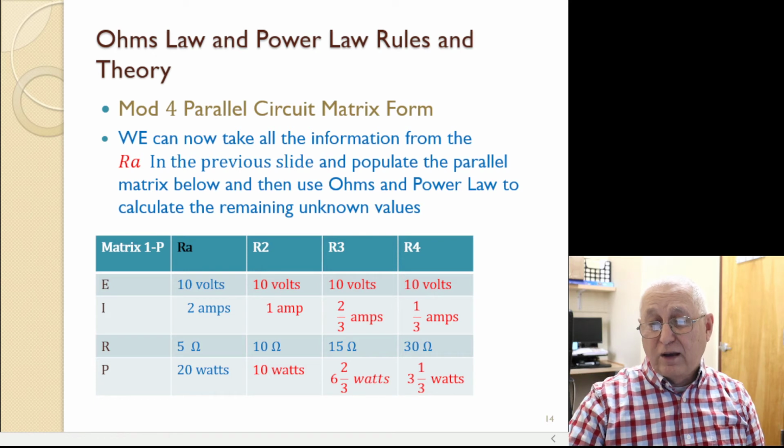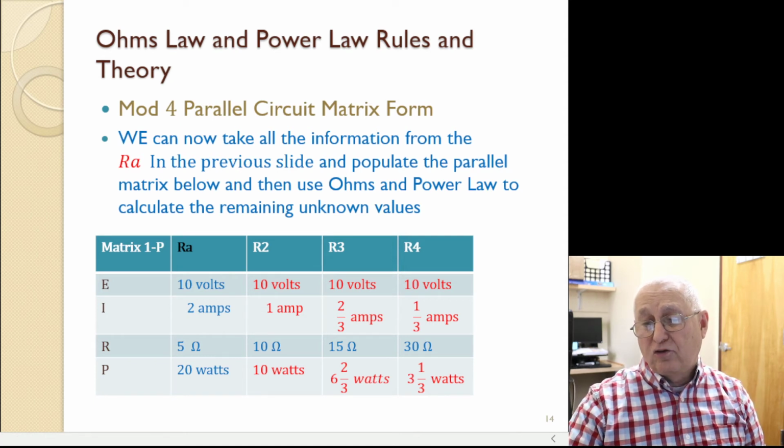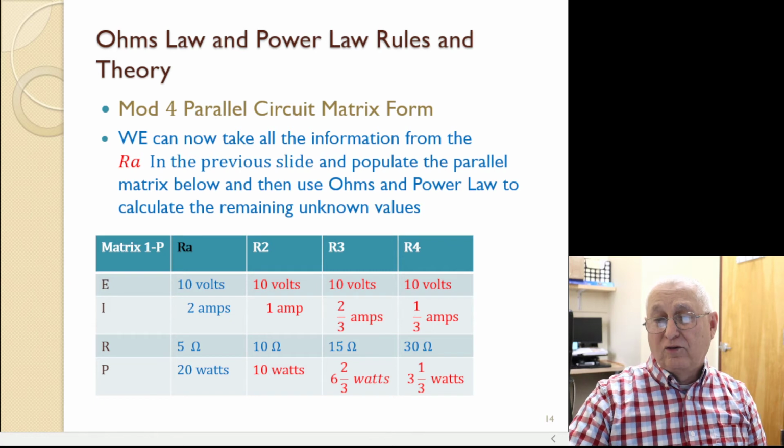10 volts divided by 10, E divided by R equals 1 amp. 10 divided by 15 equals 2/3 of an amp. And 10 volts divided by 30 ohms gives me 1/3 of an amp. Likewise with my power, 1 times 10 is 10 watts. 2/3 times 10 volts is 6 2/3 watts. And 1/3 times 10 is 3 1/3 watts. I have all the values that I need now.